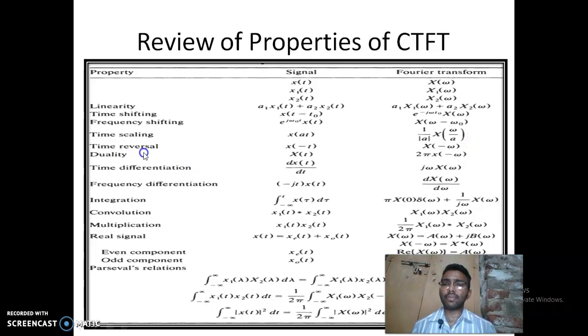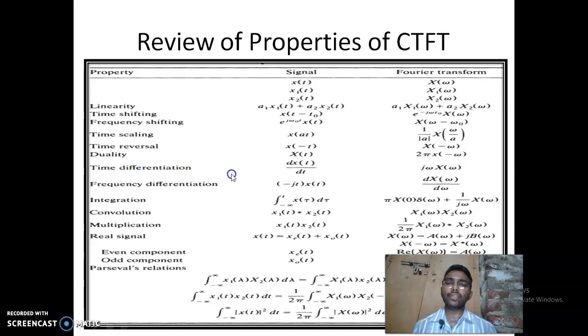Then the next one is time reversal. x(minus t) will have a Fourier transform of X(minus omega). The duality property: capital X(t), where capital X is the Fourier transform of x(t), so capital X(t) is capital X(omega) with omega replaced with t, will have a Fourier transform of 2 pi into x(minus omega). This is the duality property for which I have done the proof in the class.